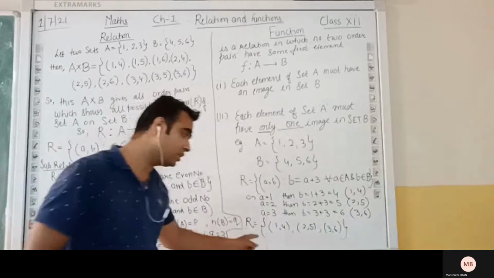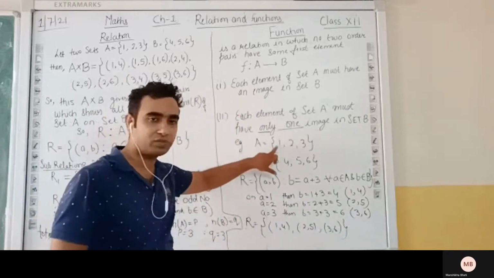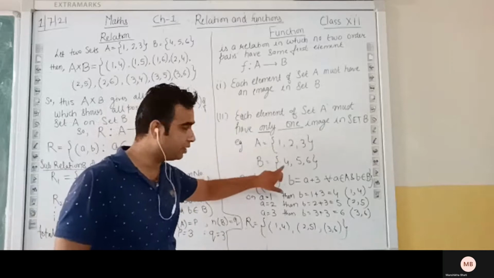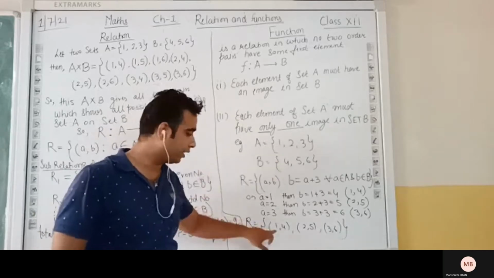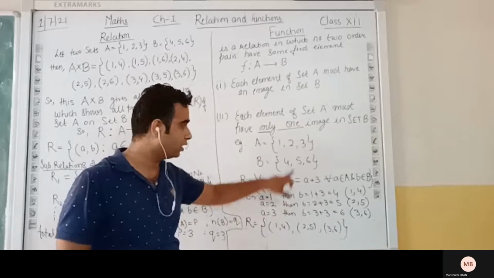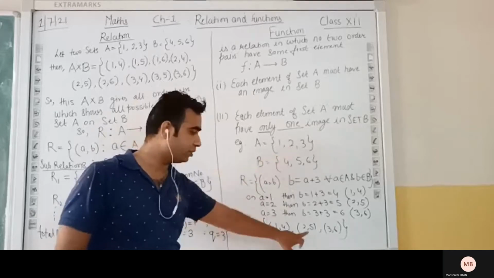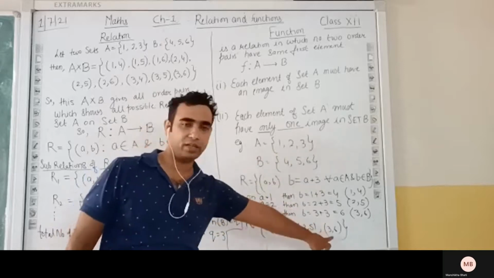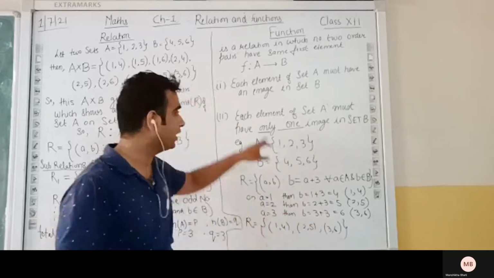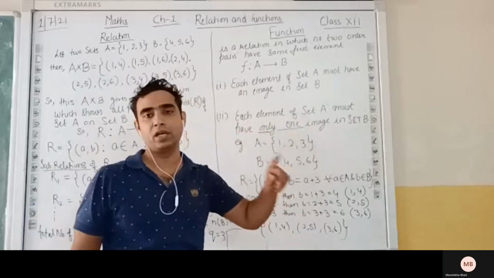Okay. Now, is this relation satisfying our function? What the function is saying is that every element of set A must have an image in set B. So, look, the set A's first element 1 has an image in set B, that is 4. Element 2 of set A also has an image in set B, and element 3 also has an image in set B, that is 6. Now, the second condition is saying that each element of set A must have only one image.